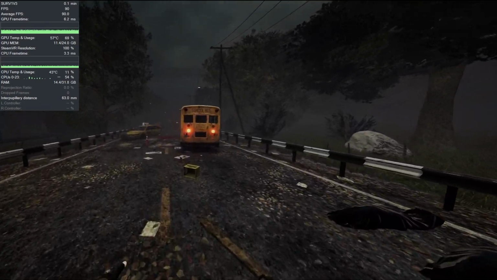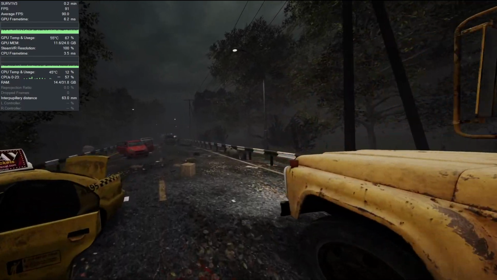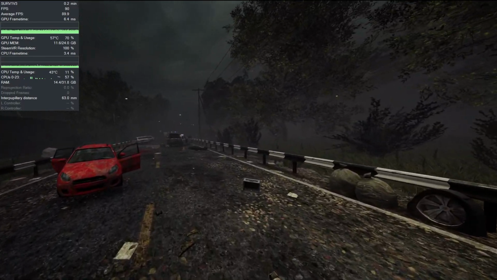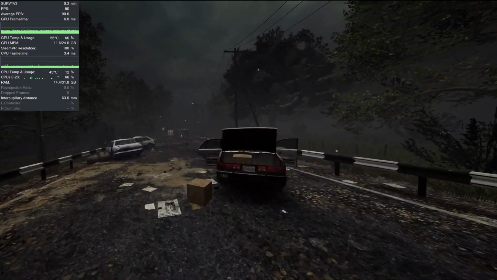Look at this thing! Completely locked 90 hertz at this resolution and settings, but it's asleep at the wheel with less than 70% usage. The 3090 Ti is getting ruined.